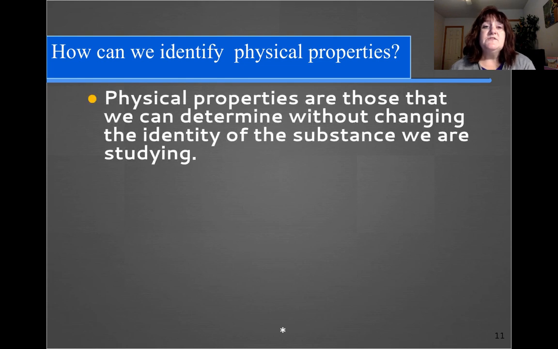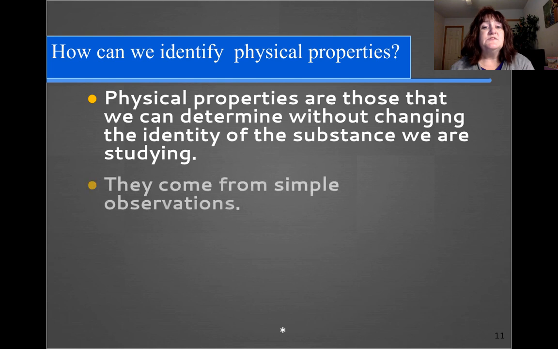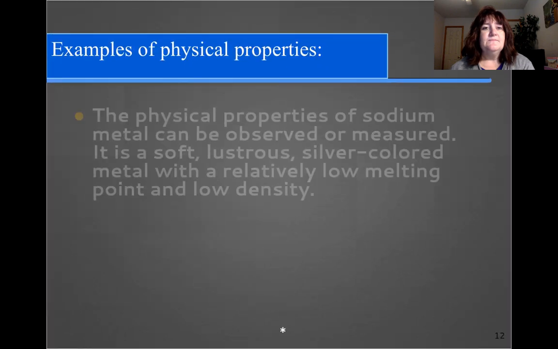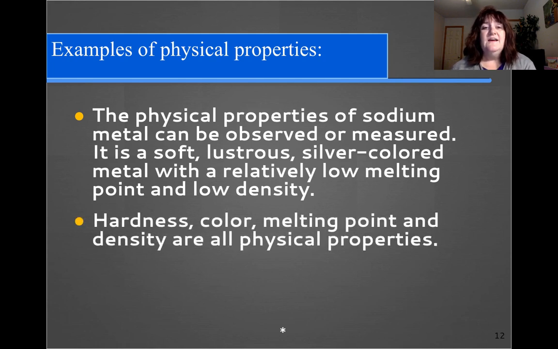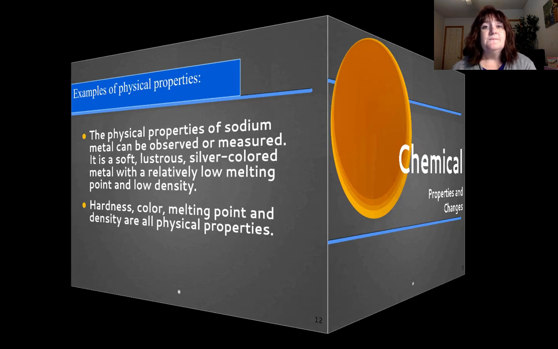So, physical properties are those that can be determined without changing the identity of the substance we're studying. Physical properties come from simple observations. Physical properties of sodium metal can be observed or measured. It is a soft, lustrous, silver-colored metal with a relatively low melting point and low density. In that description, I've given you the hardness, color, melting point, and density, all of which are physical properties.